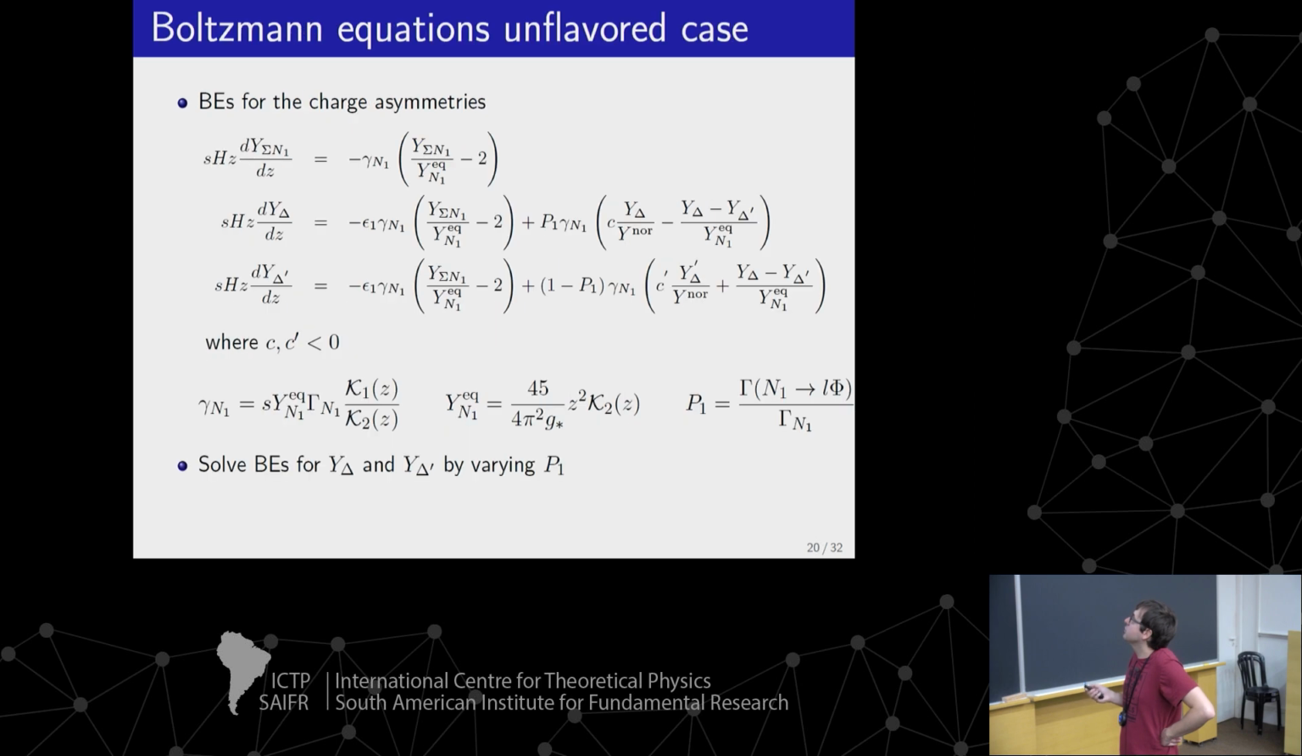Can you remind me what C prime is? So C and C prime are coefficients that are related to how this B minus L asymmetry is distributed into the thermal bath through the X interaction.